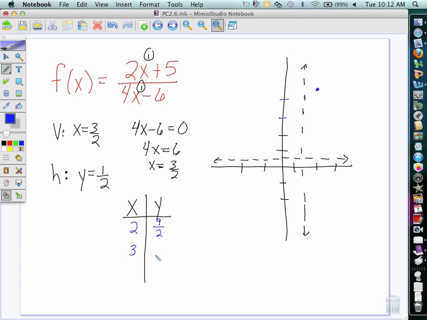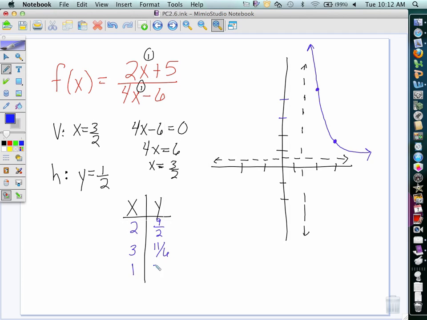So right about there. And if I put 3 in, I get 11 on top and 6 on bottom. 11/6 is 1 5/6. So over 3 and up 1 5/6. And what you can do now is go ahead and draw your curve and make sure they slowly approach those asymptotes. All right, what we're going to do now is look at x values that are to the left of it.